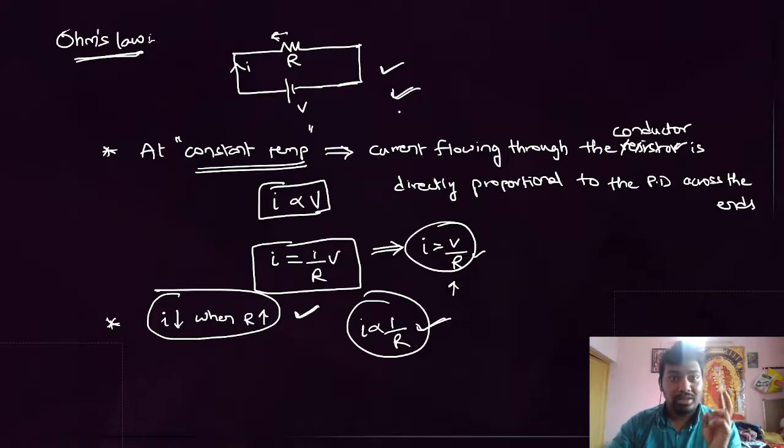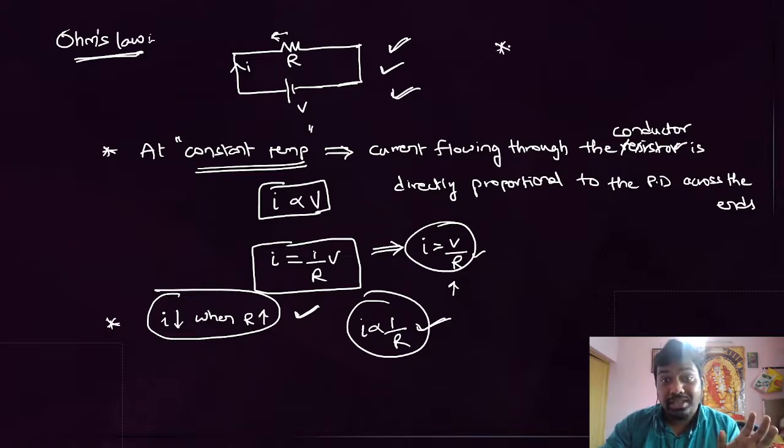So we got two main conclusions here. The first thing is the definition: at constant temperature, current flowing through a conductor is directly proportional to the potential difference across the ends. One is done. And the second is I is equal to V by R. Done. The third thing is current and resistance always maintain an inverse relationship in the circuit, right? This is called an electrical circuit. In this circuit, they both maintain an inverse relationship, right?